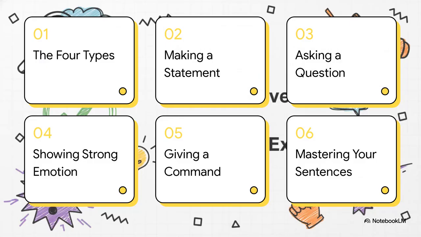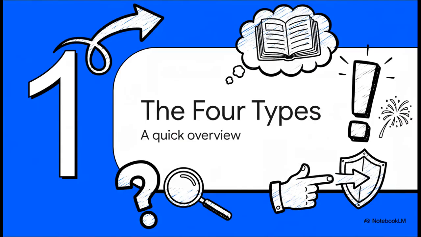Okay, here's the game plan. We'll start with a quick overview of the 4 types. Then we're going to zoom in on each one: making statements, asking questions, showing some big emotion, and giving commands. To wrap it all up, we'll see how it all clicks together. All right, so here are the official names: declarative, interrogative, exclamatory, and imperative. I know, they sound a little fancy, but trust me, the ideas behind them are super simple.